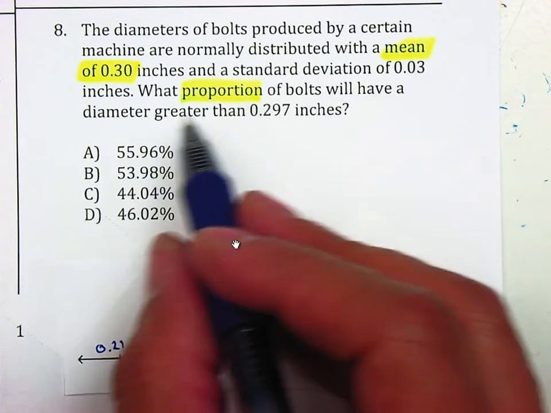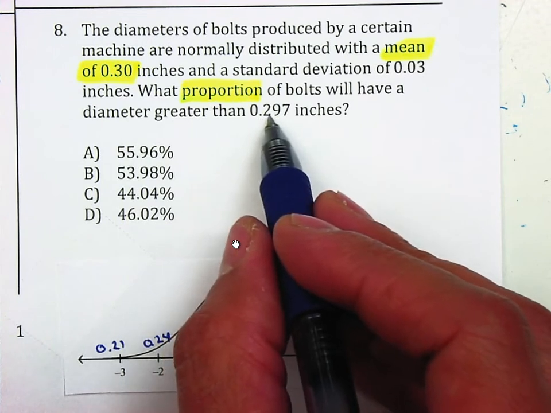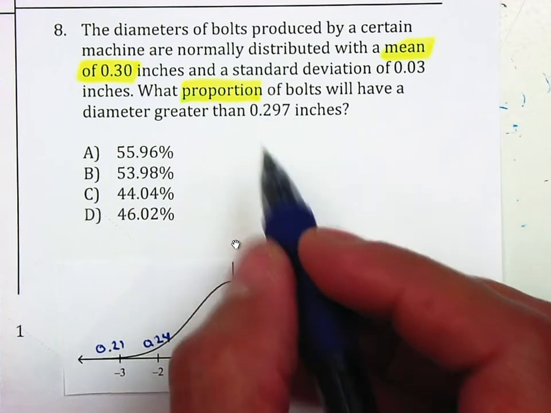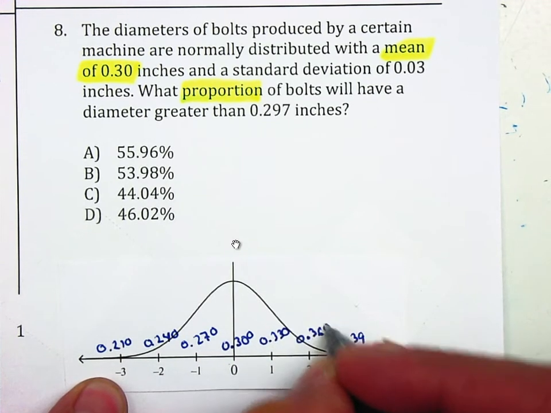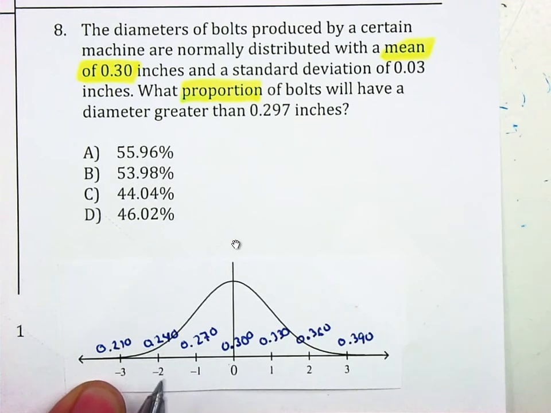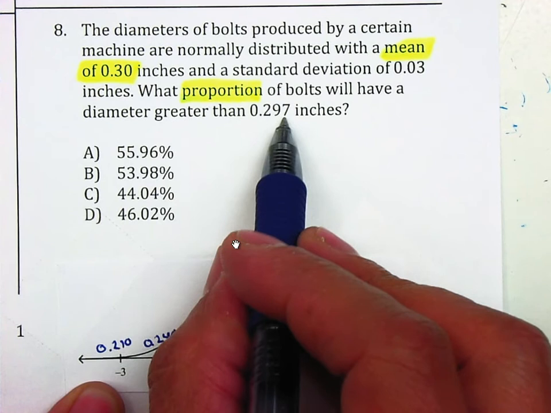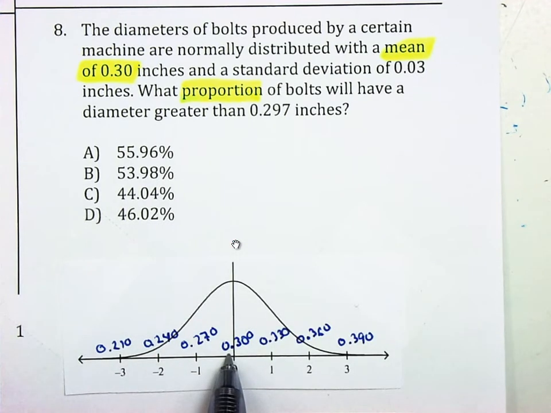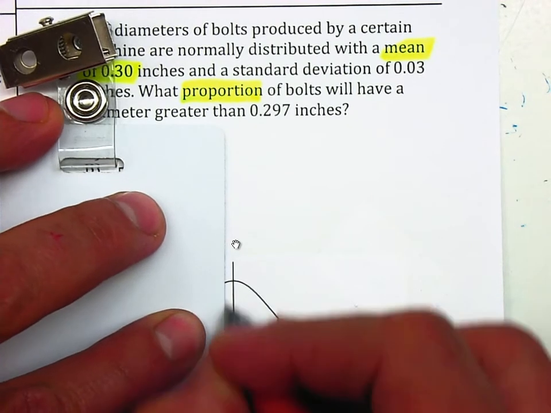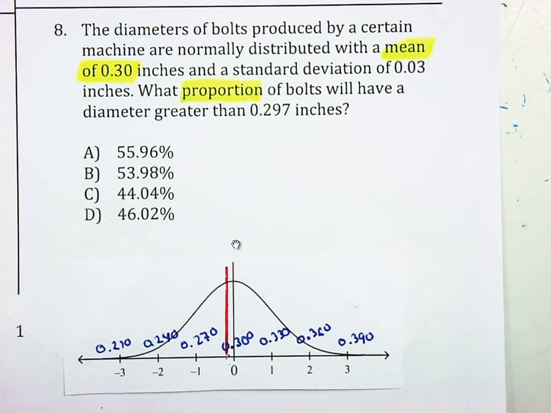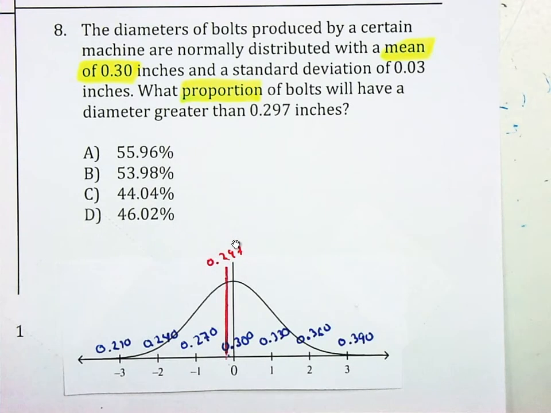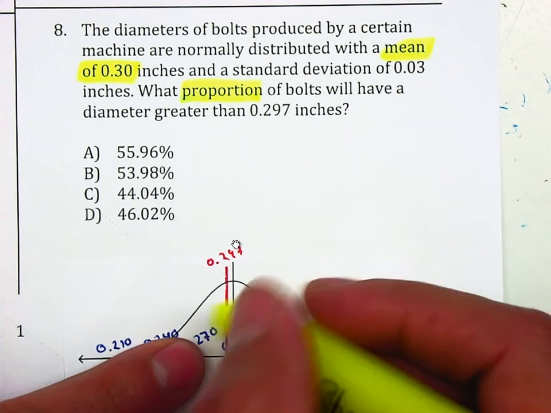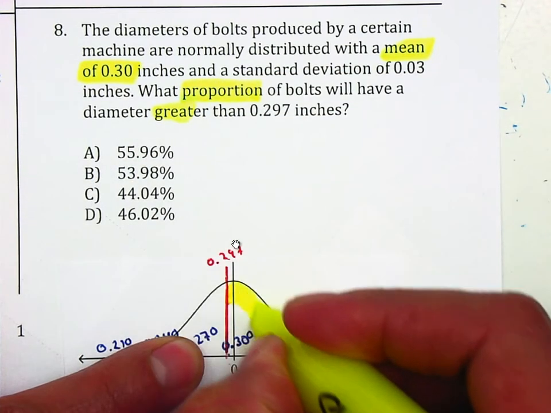What proportion of the bolts will have a diameter greater than 0.297? So let me go ahead and add 0 so I can easily identify where it's located, since that one has 3 decimal places. So therefore 0.297 should be right below the 0.300. So that should be located there. And what proportion will be greater than? So therefore greater, I must shade this section to the right.